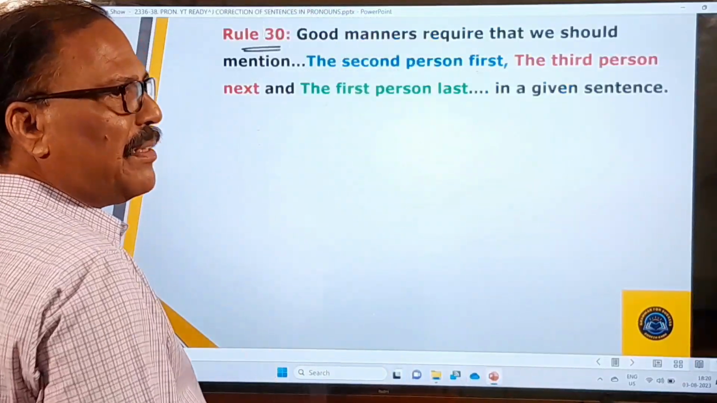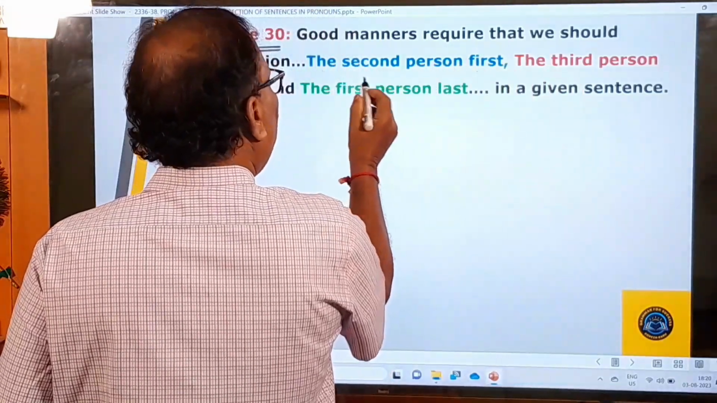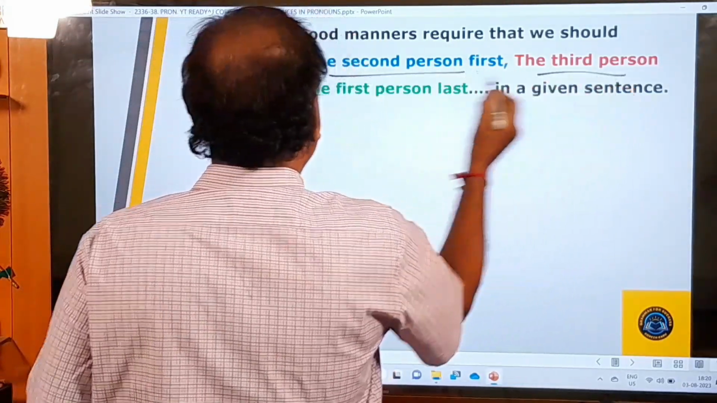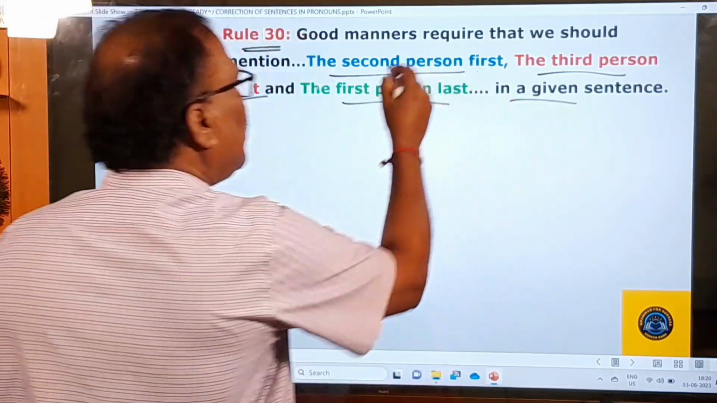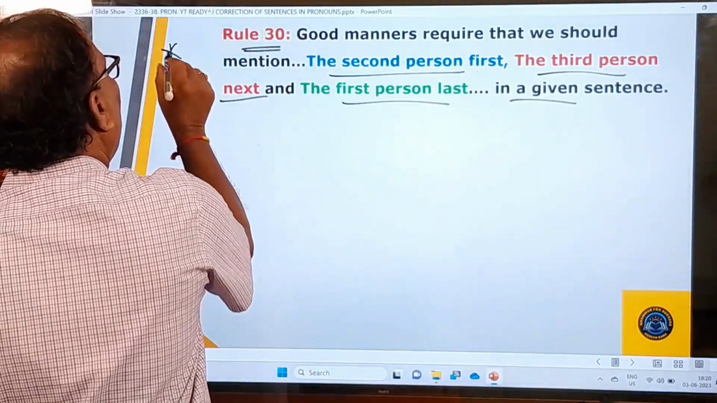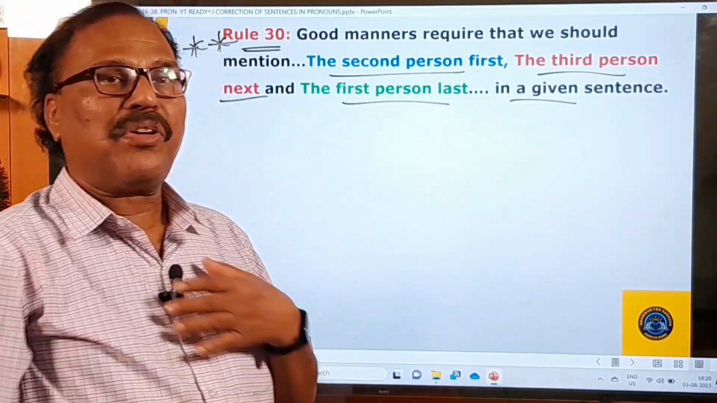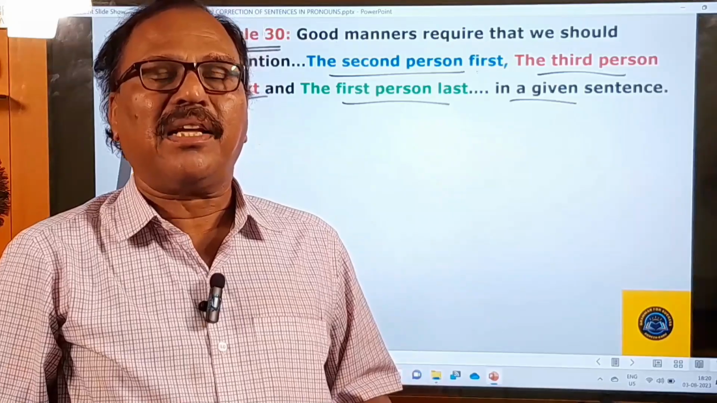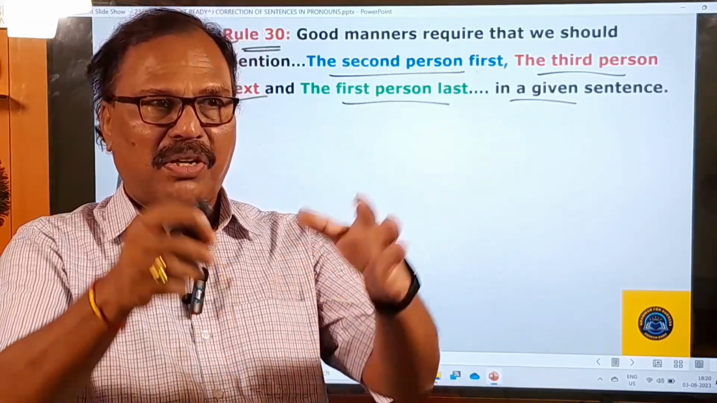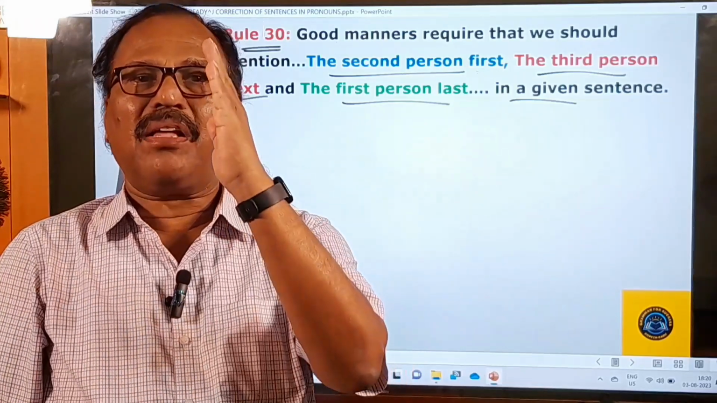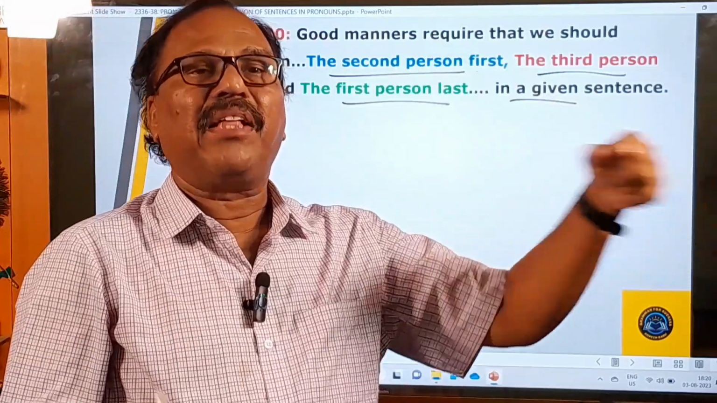Rule number 30. Okay, good manners require that we should mention the second person first, the third person next, and the first person last in a given sentence. See here, this is also a very important rule from the examination point of view. Good manners require that you should mention the second person first. Whenever you are talking about people, you must refer to the second person first. Okay, then the third person, then the first person.